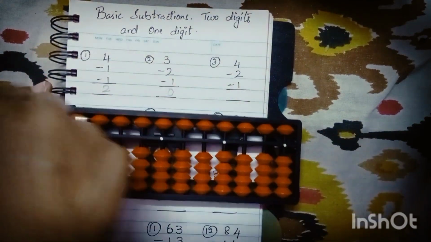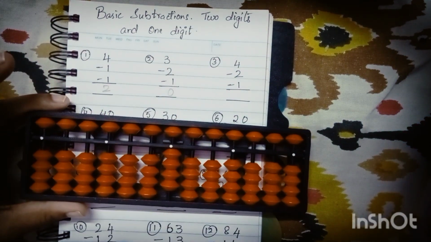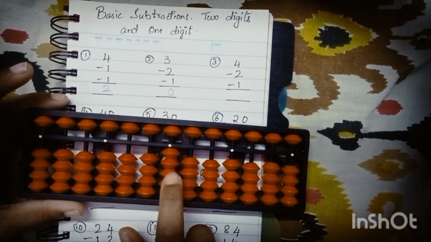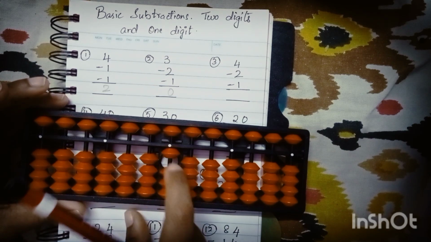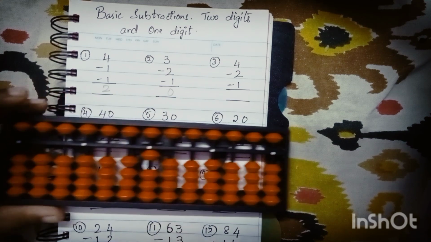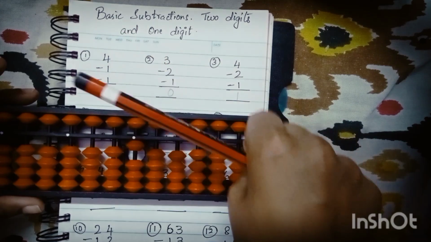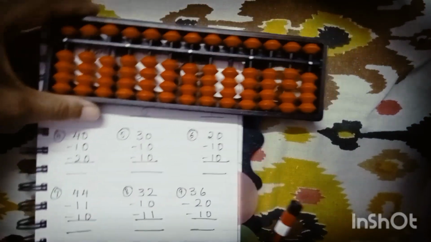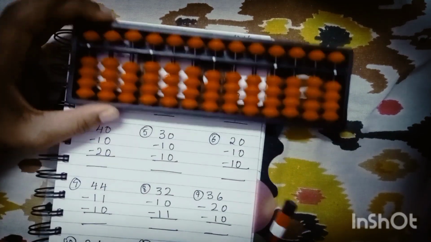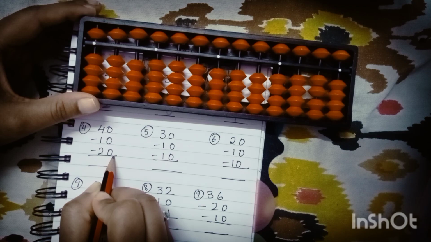Clear the scale. Third one, 4, add 4, subtract 2 and subtract 1. So what is our answer? It's 1. Got it? Yes, clear the scale. Let us do the fourth one. Fourth one, 40 minus 10 minus 20.